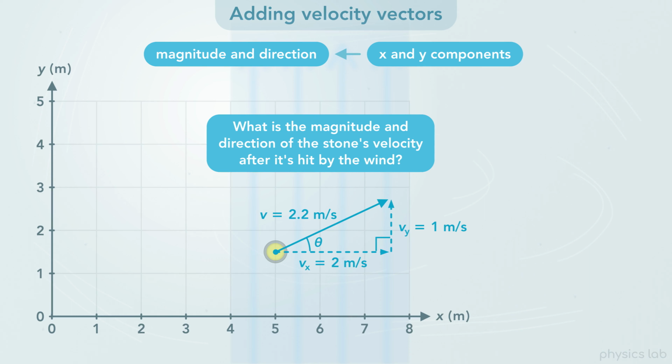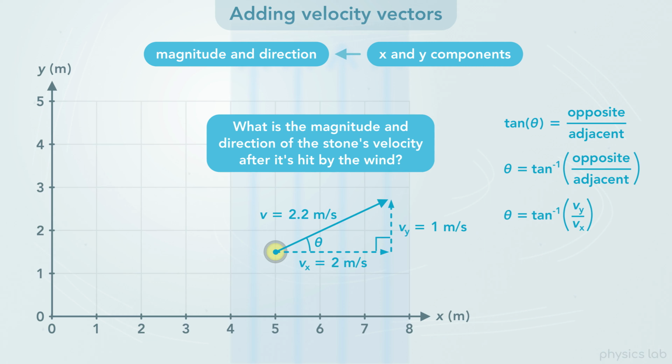Now let's find the vector's angle. To do that, we're going to use the inverse tangent function. Remember, tan of theta is equal to the opposite side divided by the adjacent side. But if we want to find theta, then theta equals the inverse tangent of opposite over adjacent. If we're trying to find this angle, then the opposite side is Vy and the adjacent side is Vx. We plug in 1 meter per second for Vy and 2 meters per second for Vx, and we find that theta equals 26.6 degrees.